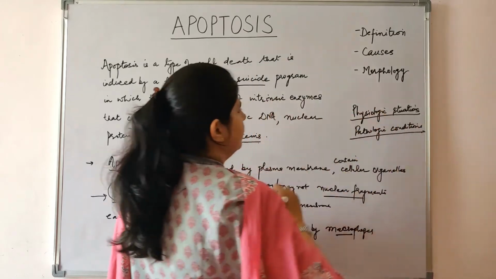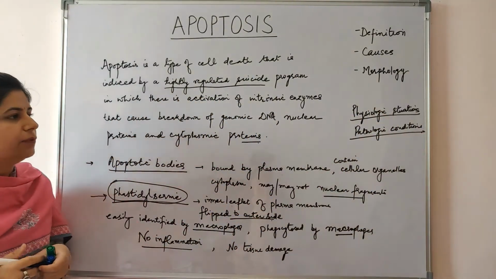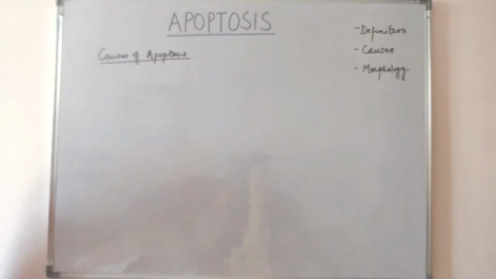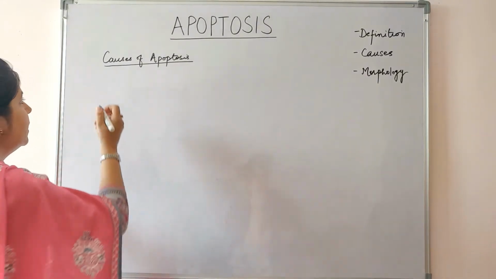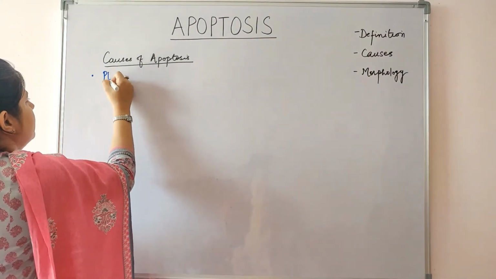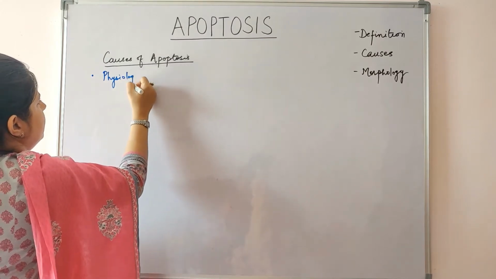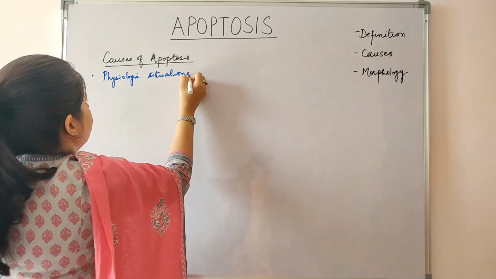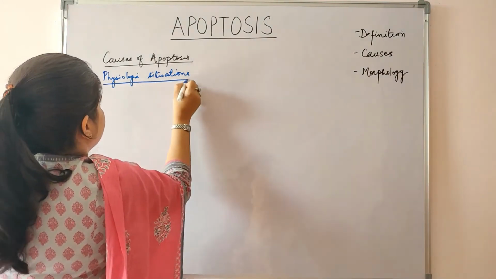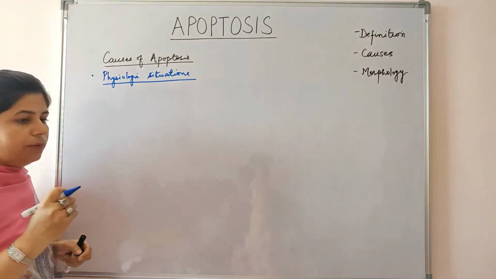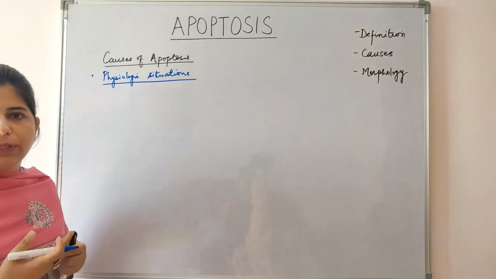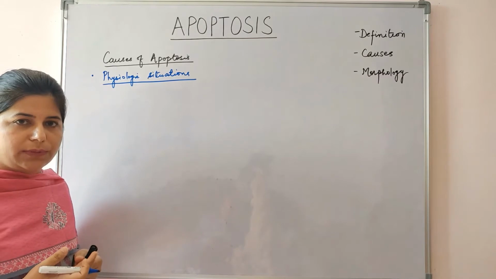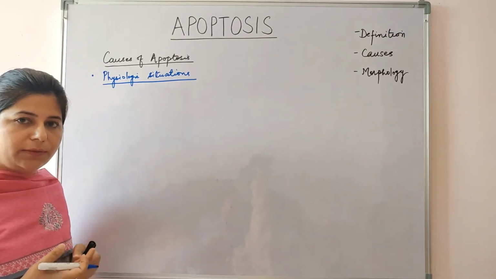So now we will be discussing what are these physiologic conditions and pathologic states in which apoptosis is seen. So what are the causes of apoptosis? Apoptosis is seen both in physiologic situations and in pathologic conditions. What are the examples of apoptosis occurring in physiologic situations? In a human body, the cell turnover is 1 million cells per second. How is this happening? This is happening because of apoptosis and by the action of macrophages on the apoptotic bodies.